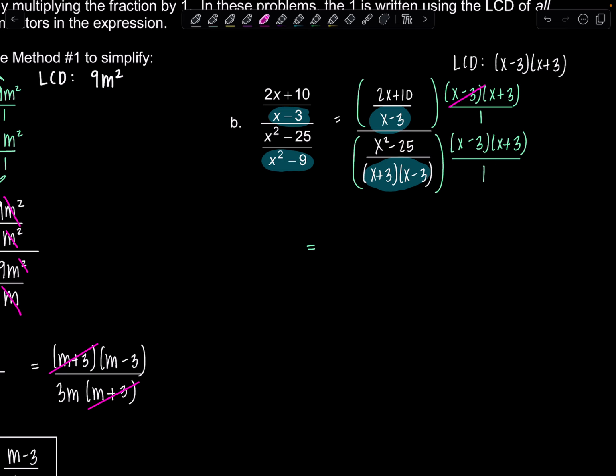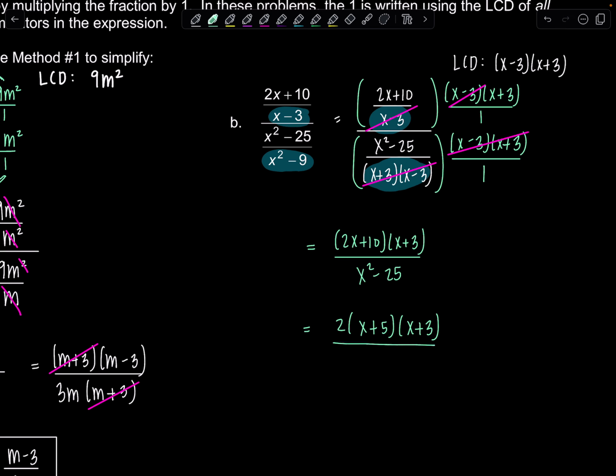So up top, x minus 3 cancels. We have 2x plus 10 times x plus 3 over, and then look, all of this cancels with the entire denominator in the bottom, and we just have x squared minus 25. Again, we're not done. We want to factor completely and see if anything cancels. So I can take a 2 out from the 2x plus 10, and I'm left with x plus 5. I still have that x plus 3.